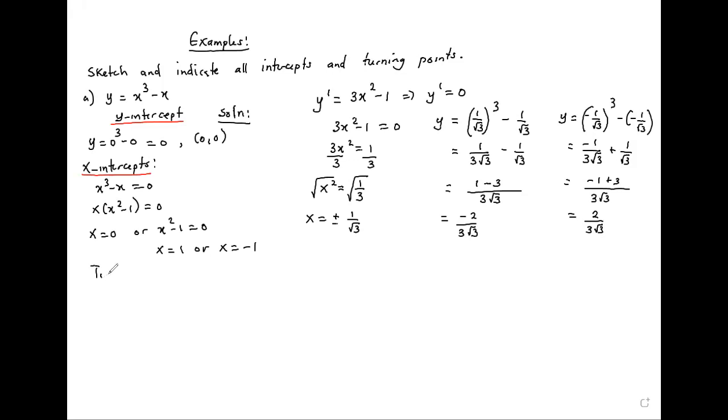So the turning points: 1 over root 3, comma, -2 over 3 root 3, and -1 over root 3, comma, 2 over 3 root 3. And then we can sketch the function.